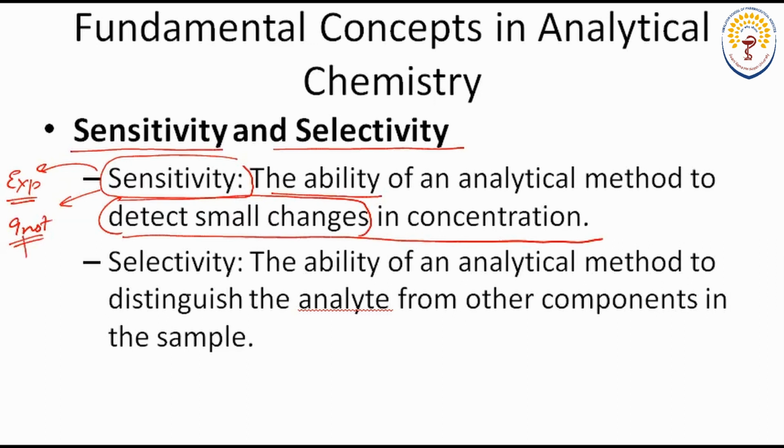For example, there is an instrument called HPLC. This HPLC instrument is more sensitive than normal TLC. HPLC stands for high performance liquid chromatography and TLC stands for thin layer chromatography. HPLC is more sensitive than thin layer chromatography.